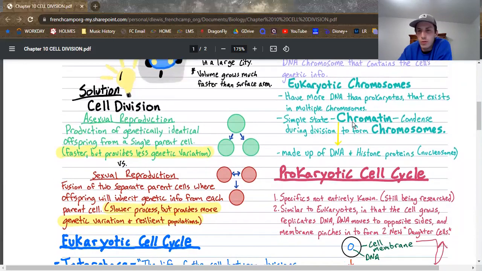And so you can use these two interchangeably, whether it's chromatin or chromosomes, these are made up of DNA and histone proteins. And if you combine DNA and histone proteins, you get nucleosomes, and that's what makes up our chromatin or chromosome units.